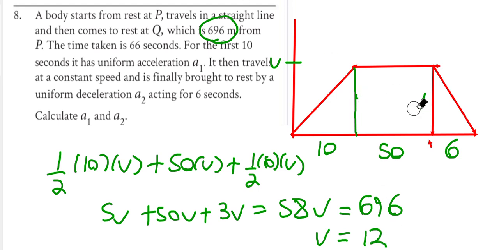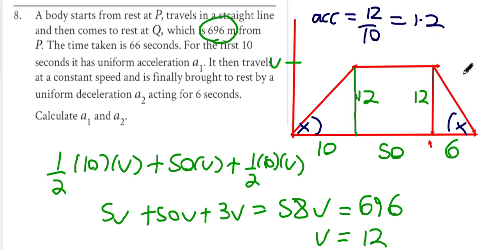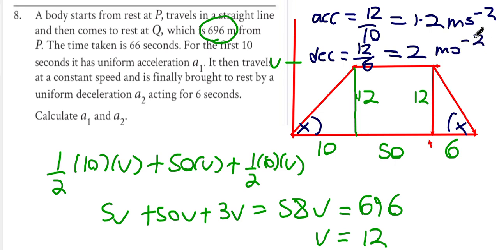So V equals 12. Now, do you remember what I said about tan of the angle? What did I say about tan of the angle, guys? Opposite over adjacent, 12 over 10. So the acceleration is 12 over 10, which is 1.2. The deceleration is 12 over 6, which is 2. Forgot my units, be careful about that. Deceleration, its magnitude is 2, but it's obviously a -2 because it's slowing down and not speeding up.